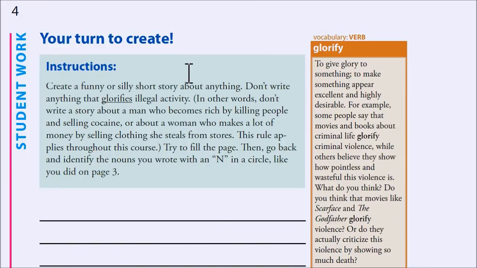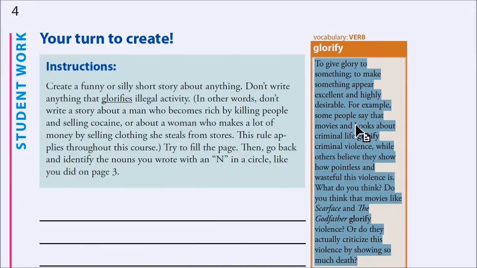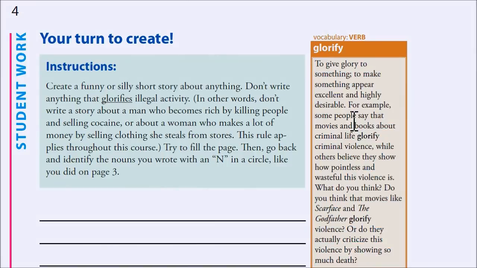It doesn't matter what it is, but you can't write anything that glorifies illegal activity. And here's what the word glorify means. You should read it. This is a word you should know. In other words, you can't write a story about a man who becomes rich by killing people and selling cocaine, all right, because you're glorifying illegal activity.